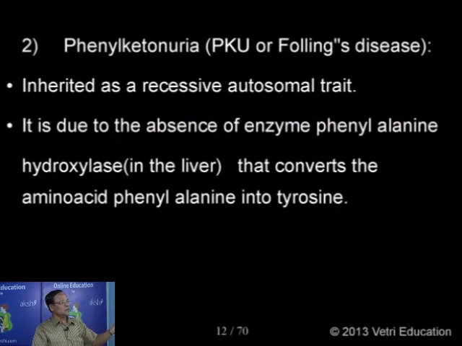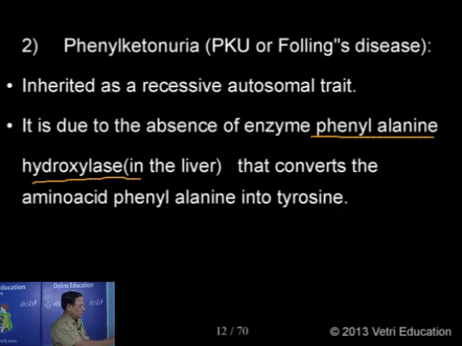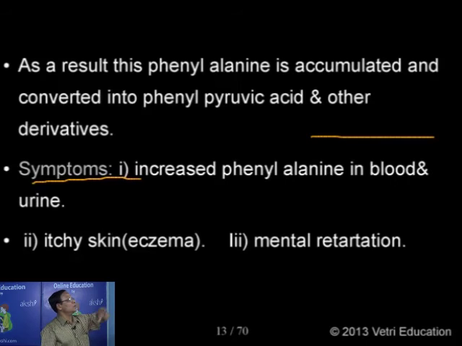So, I repeat once again. The enzyme phenylalanine hydroxylase is absent, which converts the amino acid phenylalanine into tyrosine. That is why phenylalanine accumulates in the blood and also gets converted into its keto product, phenylpyruvic acid, and other derivatives. As a result, it is excreted in the urine. That is why the disorder is called phenylketonuria.